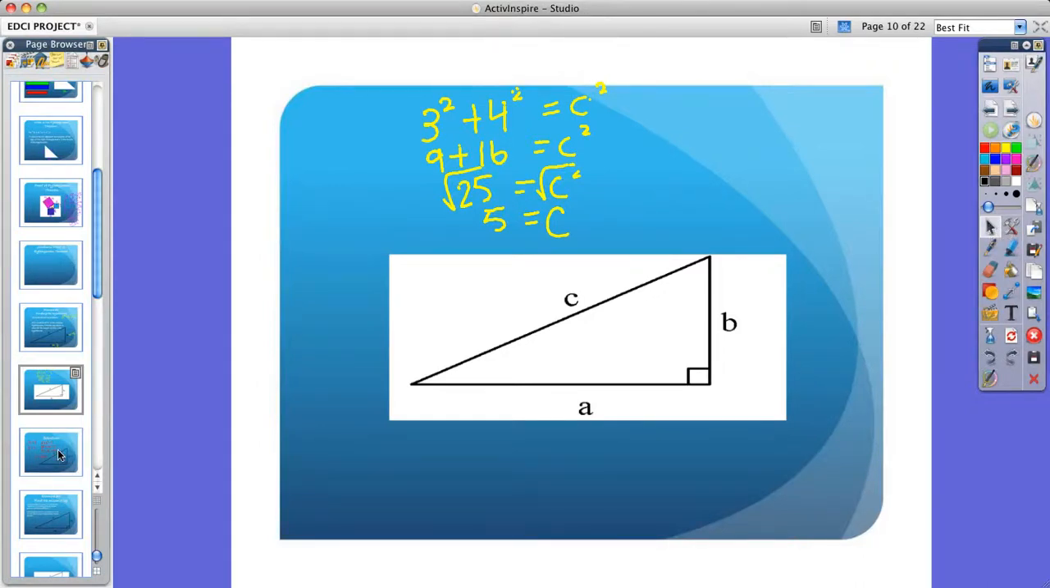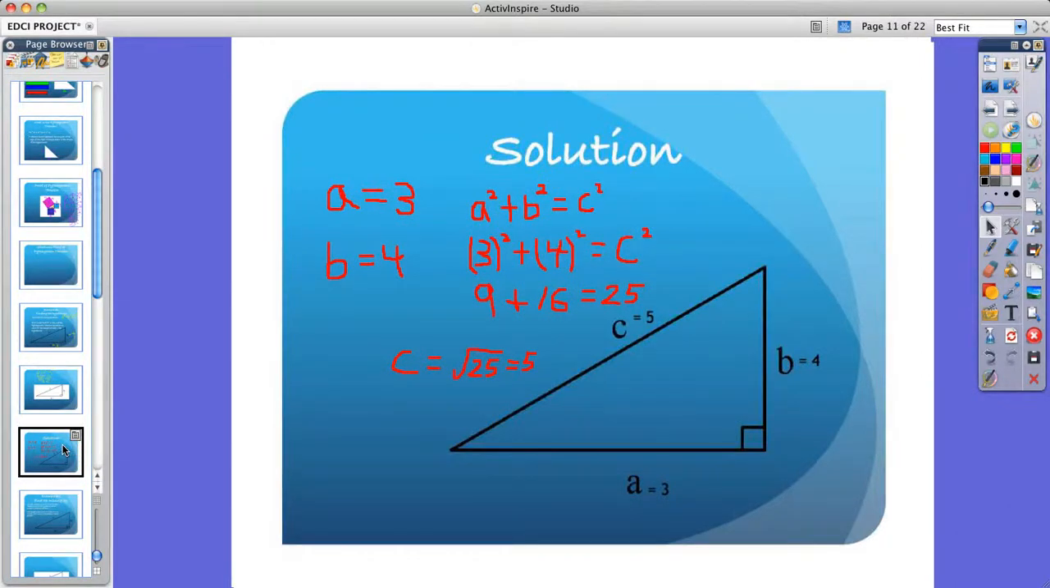Let's check to see if it's right. Here we have our solution. a is equal to 3, b is equal to 4. And we have, just like you did, 3 squared and 4 squared. And when you add them up, you got 25 equal to c squared. And so c is equal to 5. So we know that our hypotenuse here is equal to 5 when b and a are equal to 4 and 3.